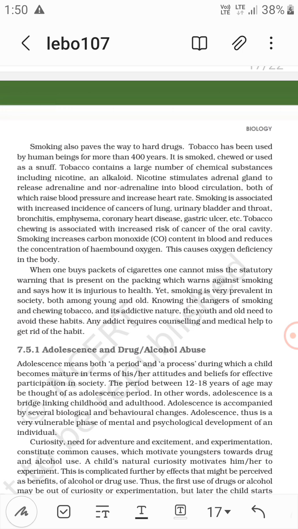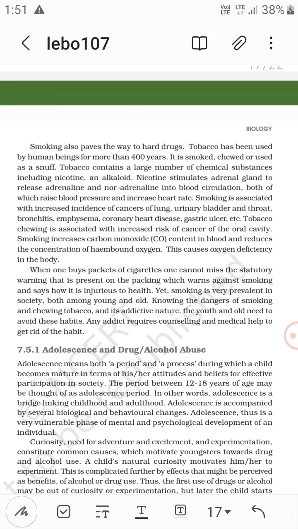Nicotine stimulates the adrenal gland to release adrenaline and noradrenaline into blood circulation, both of which raise blood pressure and increase the heart rate. Smoking is associated with increased incidence of cancers of lungs, urinary bladder and throat, bronchitis and emphysema, coronary heart disease, gastric ulcer, etc. Tobacco chewing is associated with increased risk of cancer of the oral cavity.